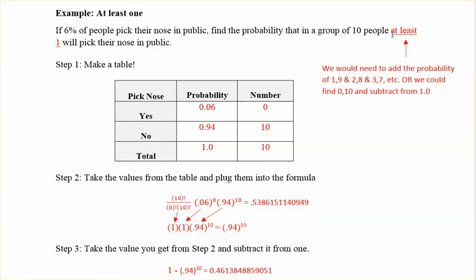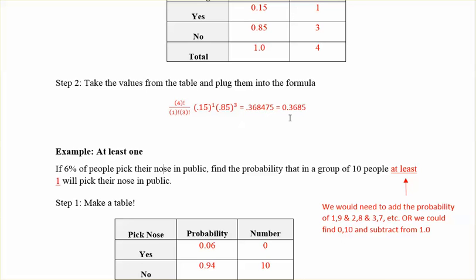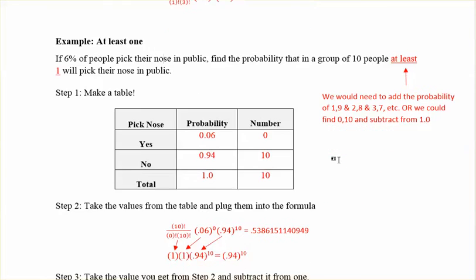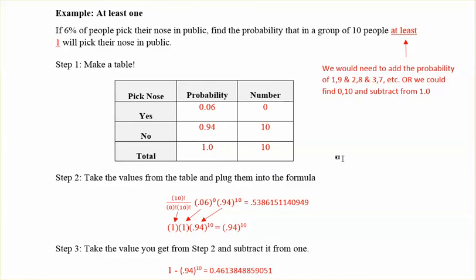So when you're dealing with at least problems, now this is really important, what you would normally need to do is add the probabilities of 1 and 9, 2 and 8, 3 and 7, 4 and 6, all the way up, and that would be a lot. Instead of 4, 1, 3, you would be doing 10, 1, 9, and all of this, plus 10, 2, 8, all of this, 10, 3, 7, and that would just take forever because you'd be adding all of those up. It just gets ugly, and trust me, you don't want to do that.